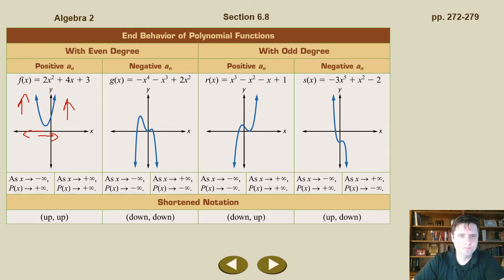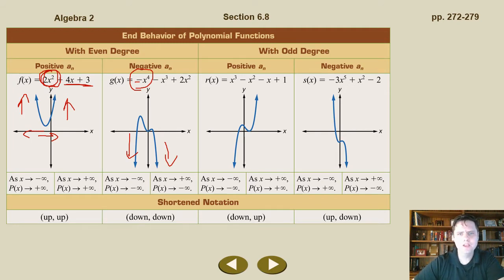Notice on this one, with the negative in front of the even-numbered power, they're both going down. The idea with what happens here, guys, is that this term in the polynomial, once the x gets big enough, just overpowers what these other terms do. When x gets really, really big, all that really matters in the end is this term. And so that's why the end behavior is always determined by the leading term of the polynomial.